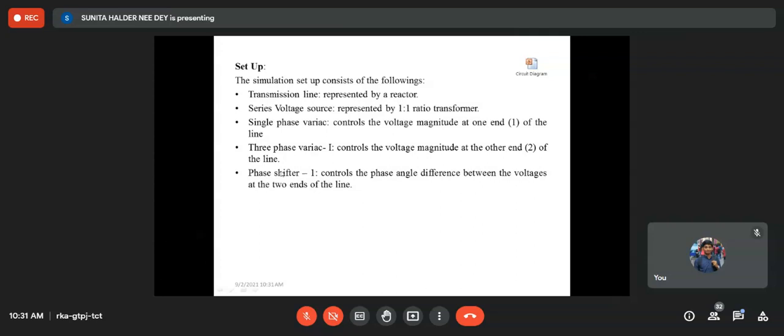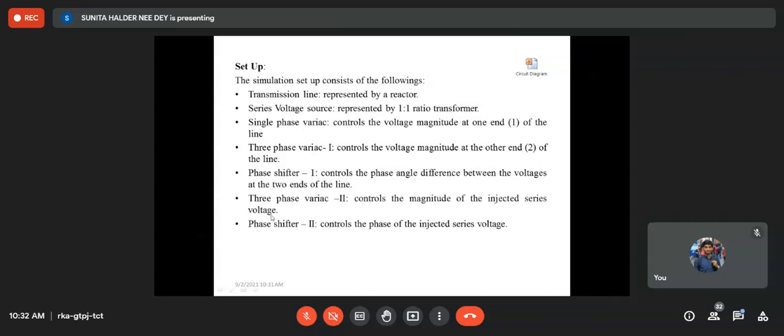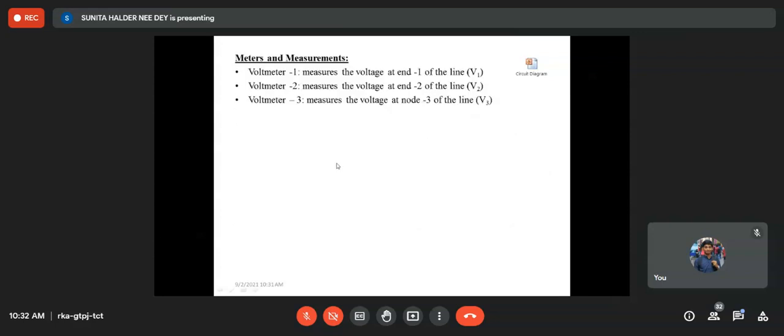So actually this phase shifter 1 is required to control the voltage at the two ends of the main line, and there is another phase shifter which controls the magnitude and angle of the injected series voltage. So this is a three phase variac, actually a phase shifter. This is one thing, because the phase shifter is actually given through a three phase transformer. So these two will be combined.